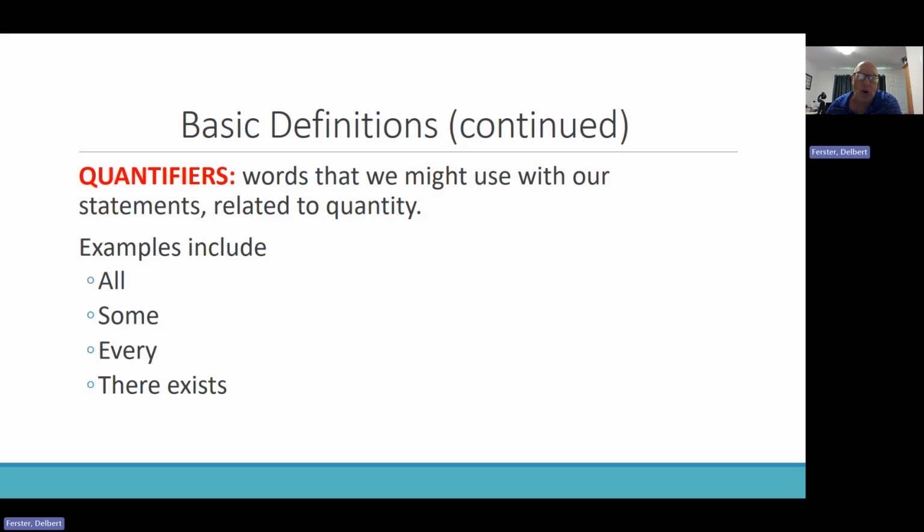Quantifiers are words that describe quantity. They consist of universal or existential. Universal means all. All men are old. Well, that's probably not true. Some men are old. So the existential "some" probably fits that statement better than the universal "all." There are some examples on the screen for you: all, some, every. The first and third of those, all and every, are universal, and some and there exists would be existential.